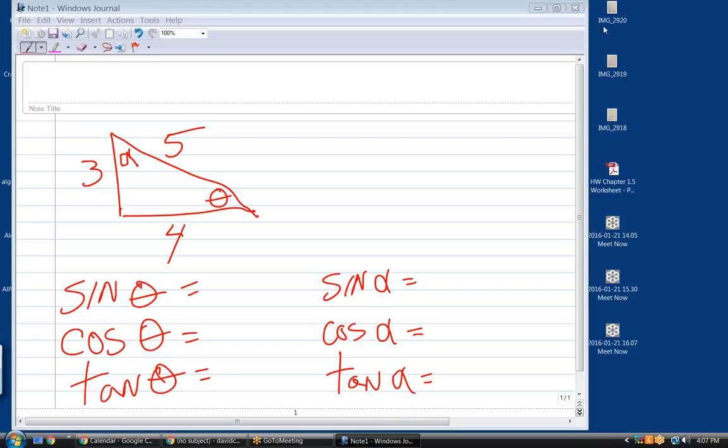I assume we're still on trig? Yeah. Okay, let's just review. Tell me what, from this picture, the sine of theta is.